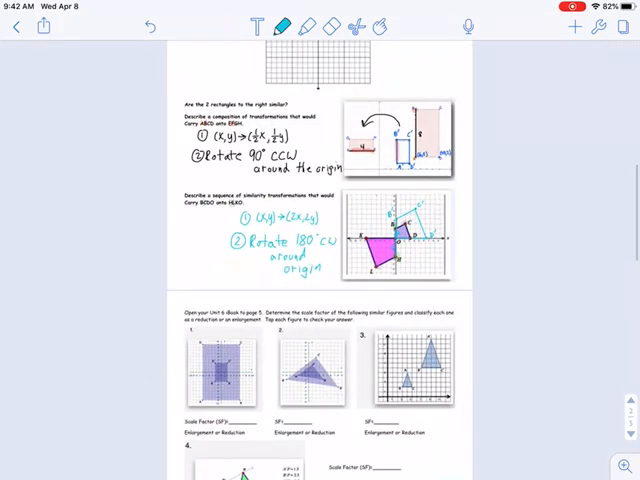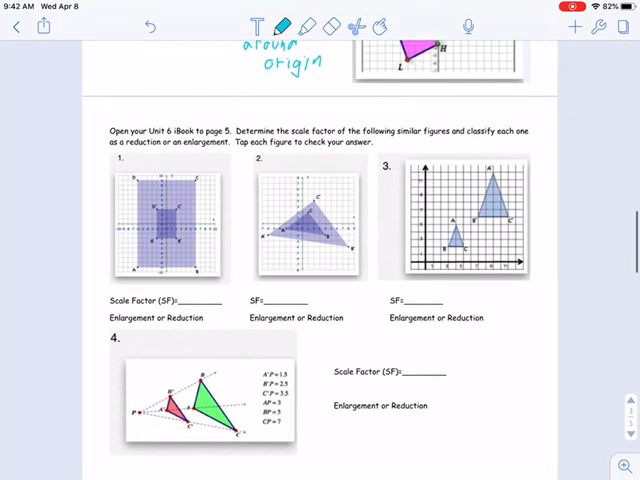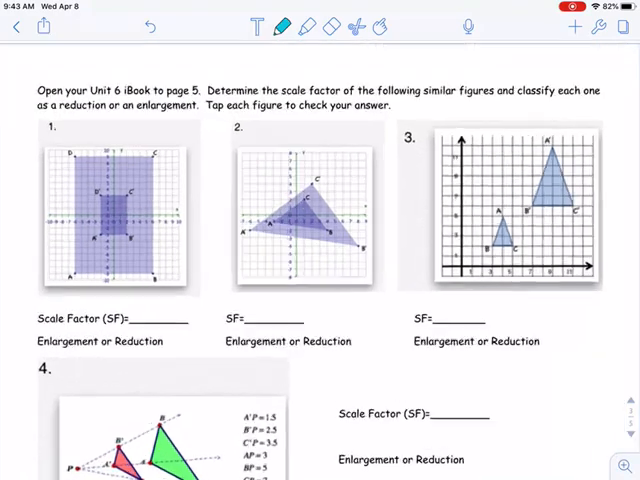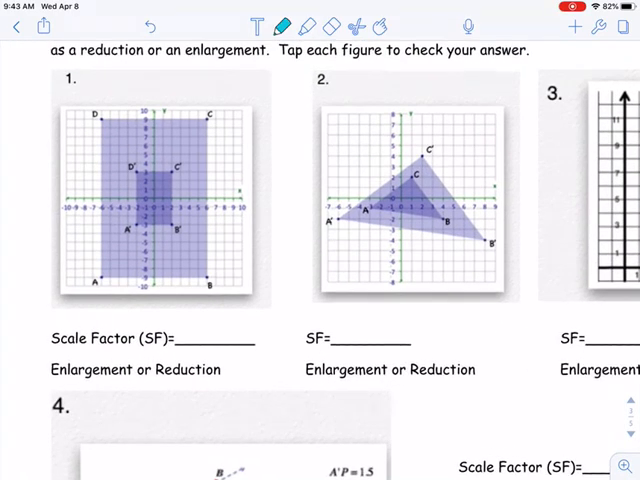All right, so again, these problems are from the iBook. You guys can bounce to the iBook, do the problems that way. It's probably a little bit harder. You guys could always challenge yourself if you really want to invest, push yourself, get good at this stuff. I'd recommend doing that. Or if you just like being guided through, just continue watching this video. But we're going to determine the scale factor of the following figures and classify each one as a reduction or enlargement, and then you can tap the image to check your answer. You can only tap it in the iBook.